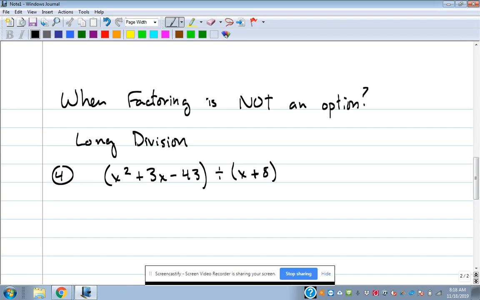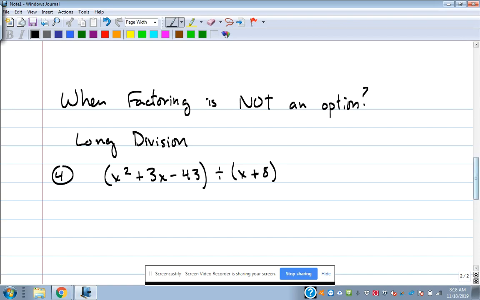So long division is the reason we would look at this. We know it doesn't factor because there's nothing that multiplies to be negative 43 and adds to be 3. So your first option when you're getting problems like this and trying to simplify or divide them is think factoring and try to do that, especially if it's a trinomial, that's a lot easier to do and quicker. But 43 is a prime number, so the only things that multiply to be it are 43 and 1, and so there's no way that that's 3. So we know that won't factor.